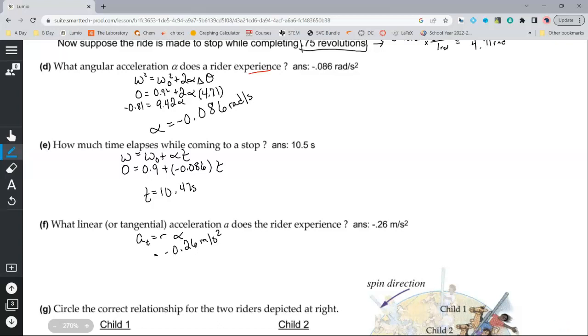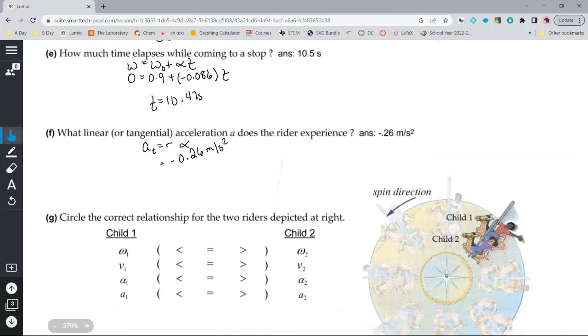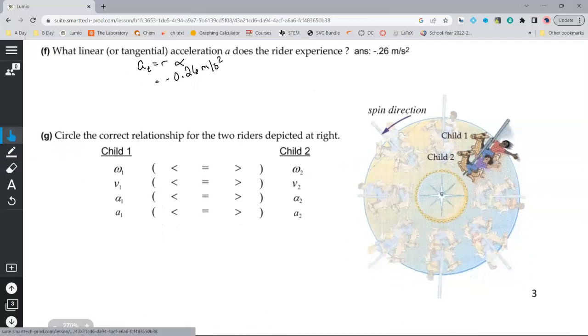I'm going to challenge you to look at G and see if you can figure out which one is which. Is the angular velocity for child 1 going to be less than, equal to, or greater than the angular velocity for child 2? Puzzle through that, and we'll come back.